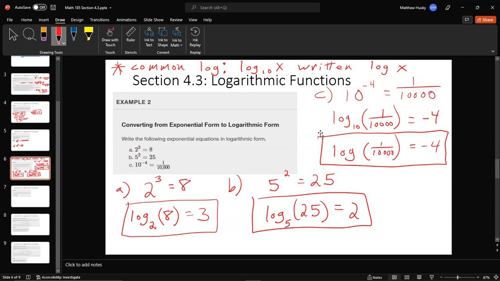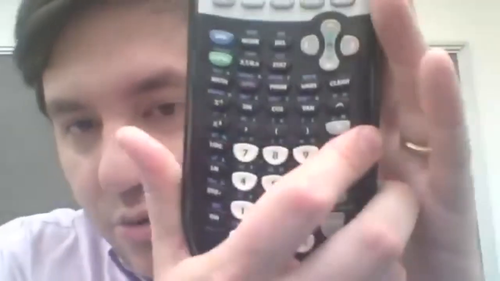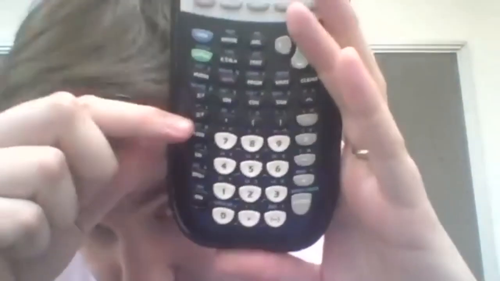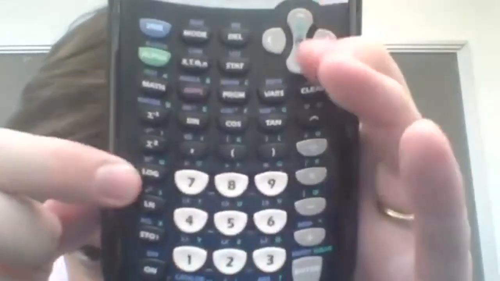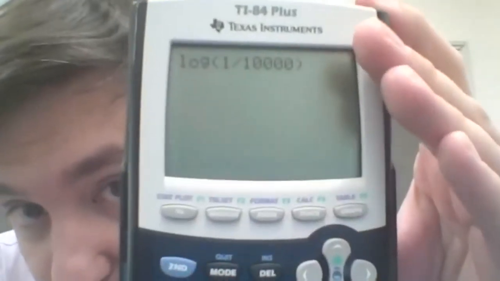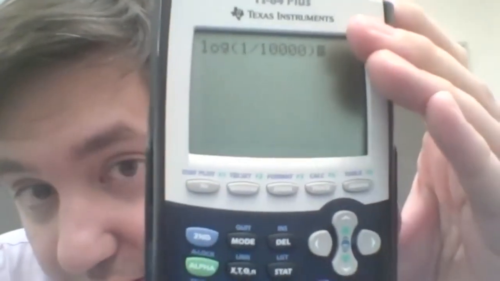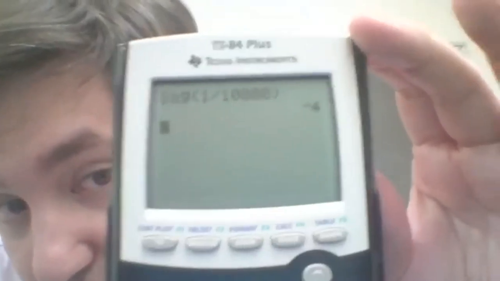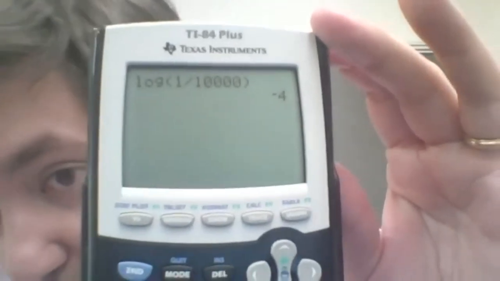By the way, if you get your friendly neighborhood calculator right here, you will notice right next to that LN button we were using earlier, there is a log button right there. And that is for the common log. So what we could do is we could do log of 1 divided by 10,000. We could even work this out ourselves. And lo and behold, that gives you -4, which is what it's supposed to be.